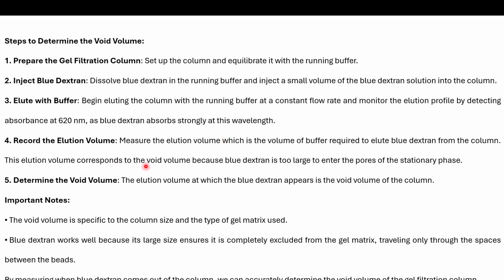And this elution volume corresponds to the void volume because blue dextran is too large to enter the pores of the matrix, the SEC matrix or SEC resin. So this is how we will determine the void volume. Basically the elution volume at which this larger blue dextran appears is the void volume of the column. Okay. By measuring when blue dextran comes out, we can accurately determine the void volume.